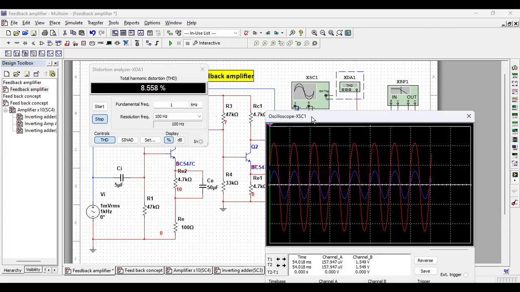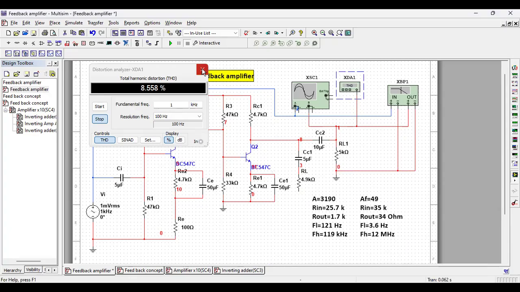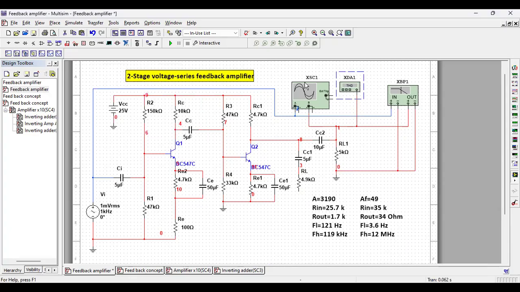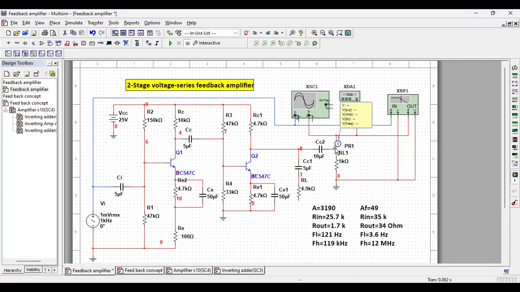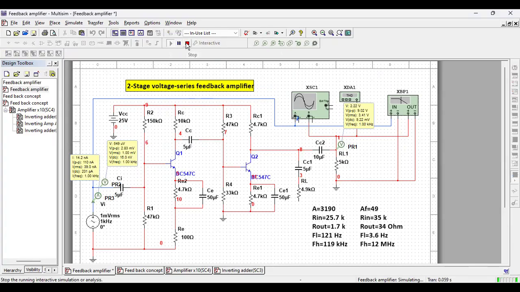Now here I shall do one thing. Oscilloscope I shall remove. Distortion meter also I shall remove. For checking the gain, I shall connect the meter here. There is another voltmeter here. I shall run it for a few seconds.